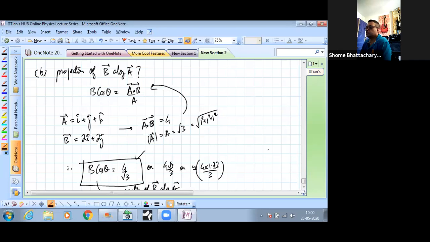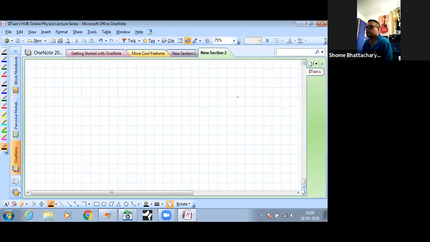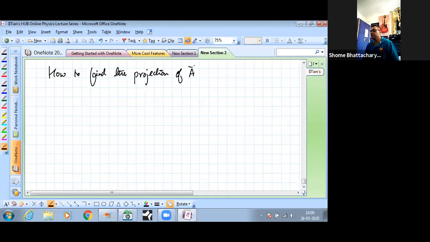Okay, now next up we will see how we can also find how to find. I'll explain. I've understood your question. How to find the projection of, let's say, a vector E along the vector B as a vector instead of just as a magnitude. Okay, how to find that?